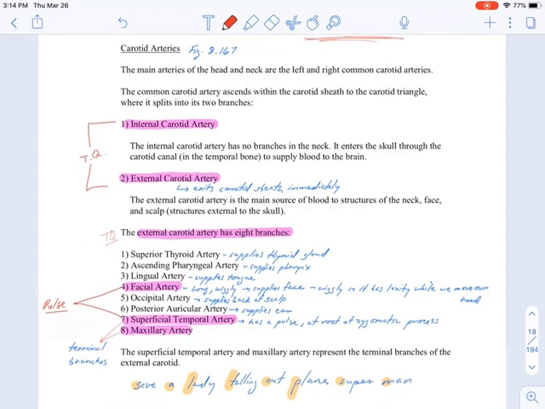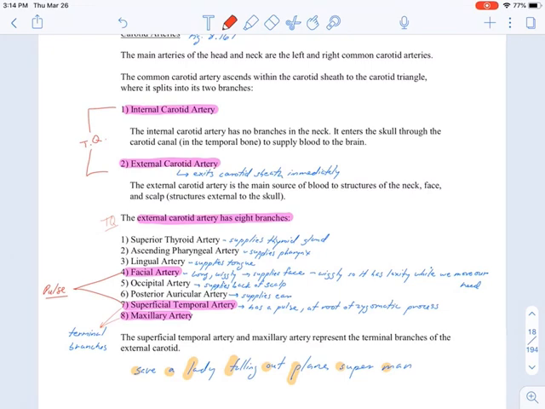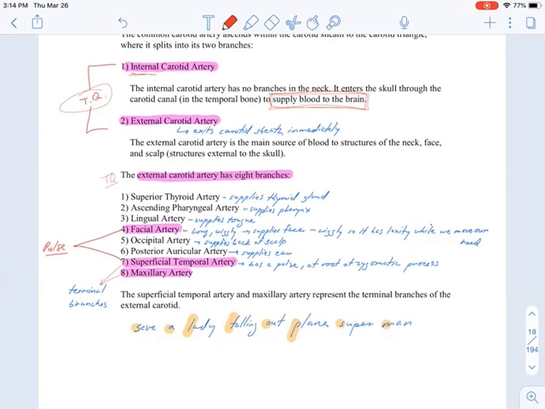Now we're talking about our carotid arteries. The difference between the internal and external almost always test questions, mostly about what they supply. So the internal carotid artery is going to enter through the carotid canal, and it is going to supply blood to your brain. Blood is getting to your brain through the internal carotid artery.